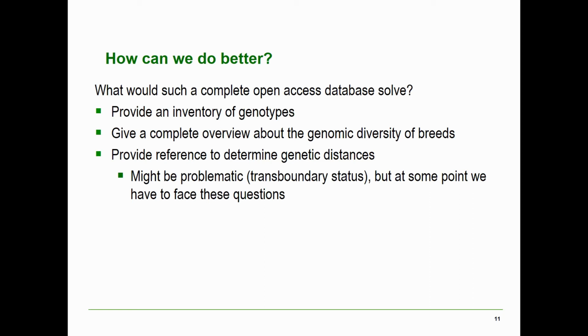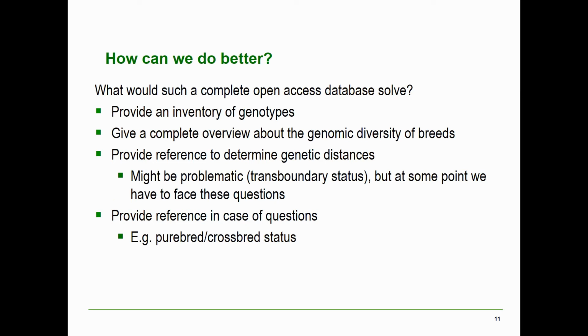So these are in general also tough questions, but I also feel that we need to face these questions at some point. And then another undoubted advantage would be that such a database would provide reference populations in case we would have questions about purebred crossbred status. Because of course, if we want to do any kind of admixture analysis, we need purebred animals. And if we would have reference sets in such a data set or database, it would be, of course, great.